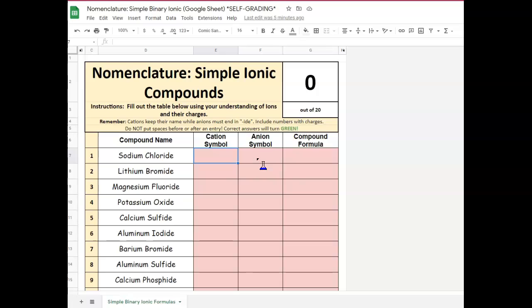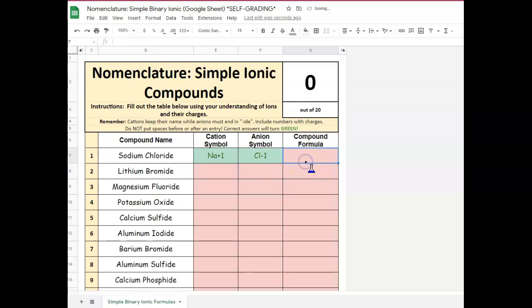For example here, I've got my cation, it's sodium chloride. I know sodium, Na, is in group 1A, so therefore it is Na, and then it's a +1. As I put the correct answer, it will go green. Here it is chloride, so Cl. It is in group 7A, so that is a -1.